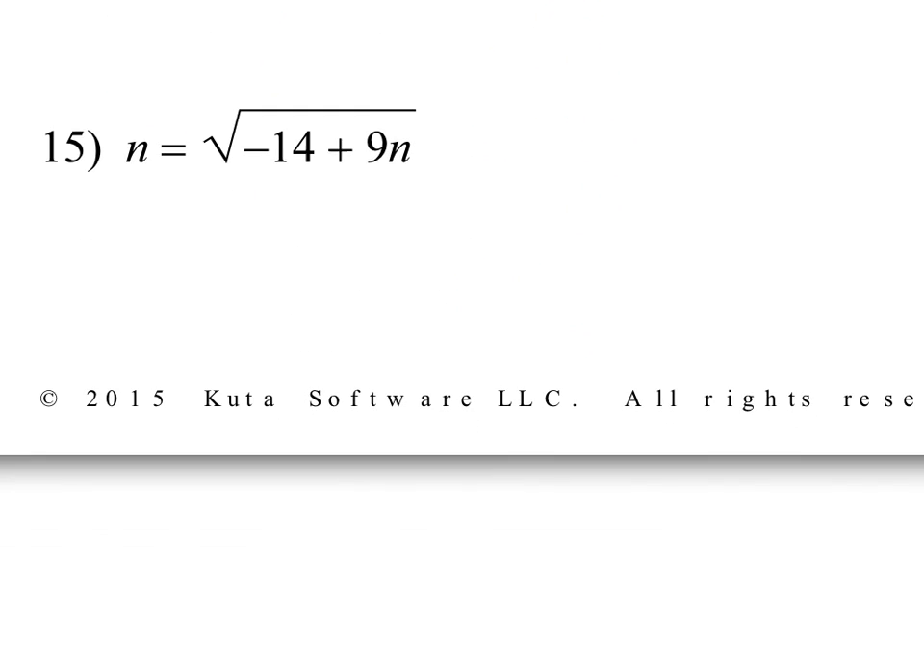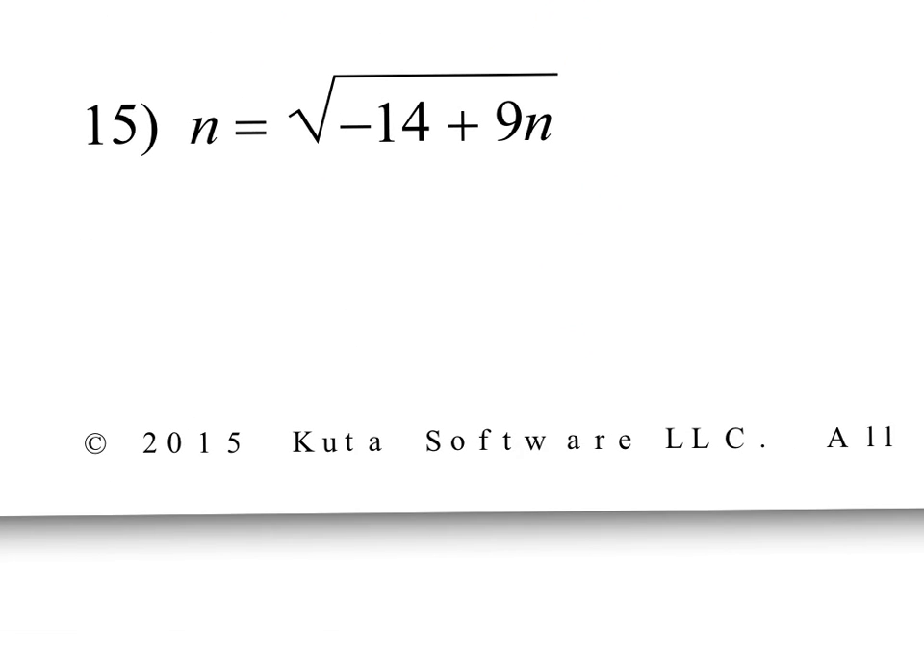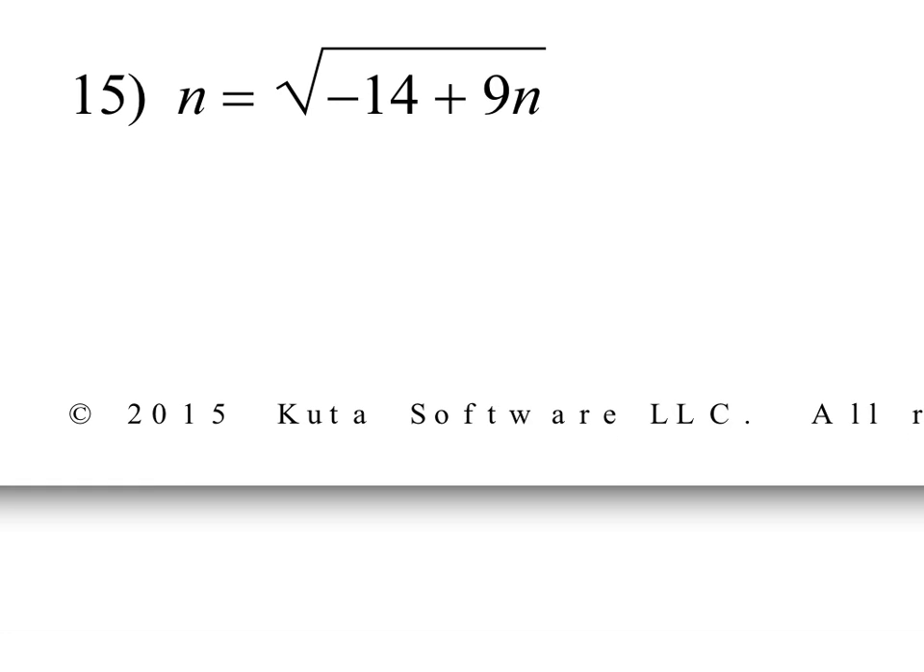Our last question we're going to work on is number 15. And this is unique because first of all, we notice that the root is by itself. So we will square both sides. And the result we get is one of our terms being squared. So the rule for solving an equation with a square in it, which means it's quadratic, is that we have to get everything on one side and set it equal to 0.